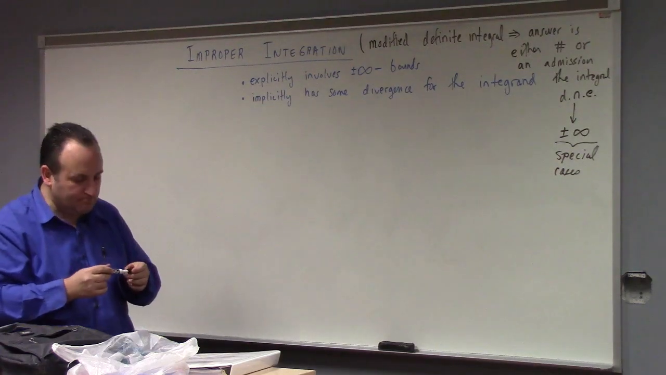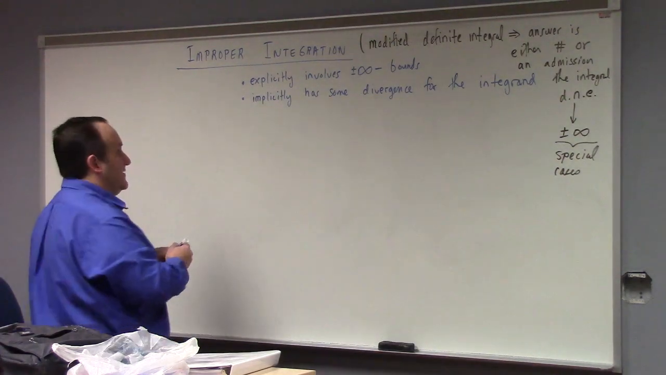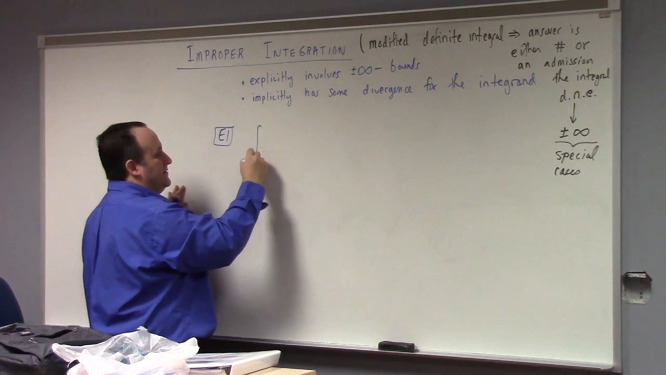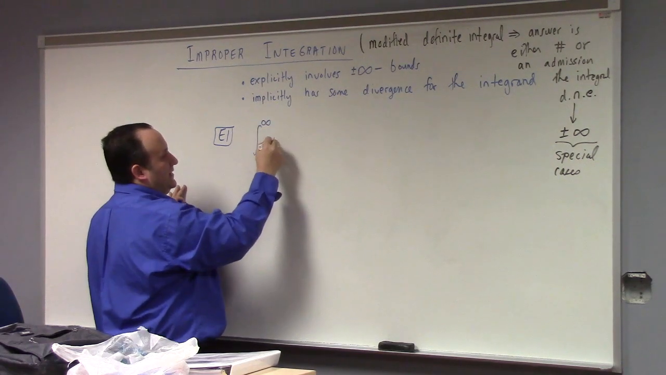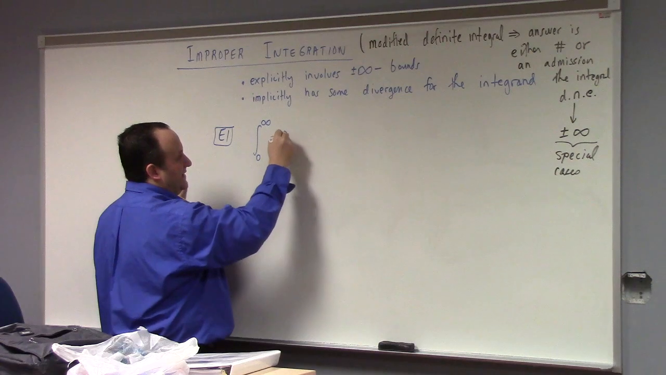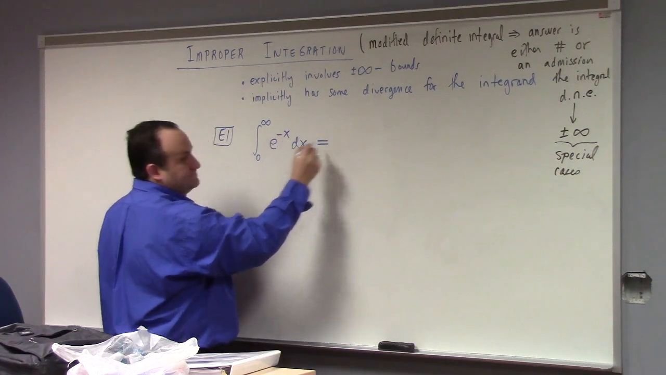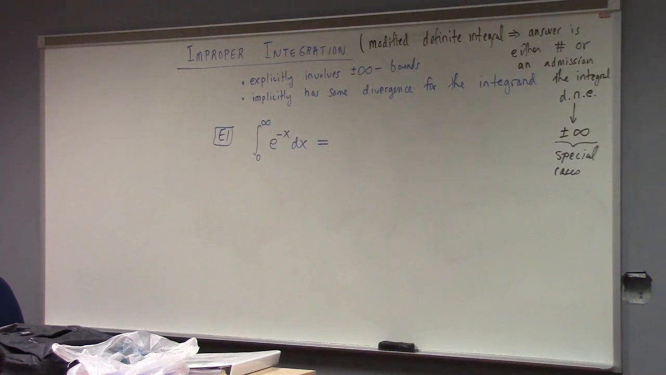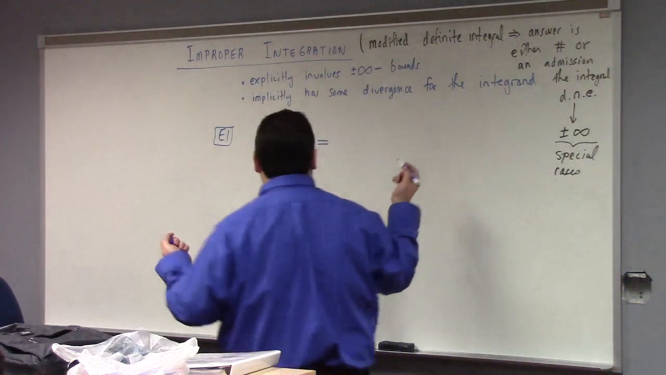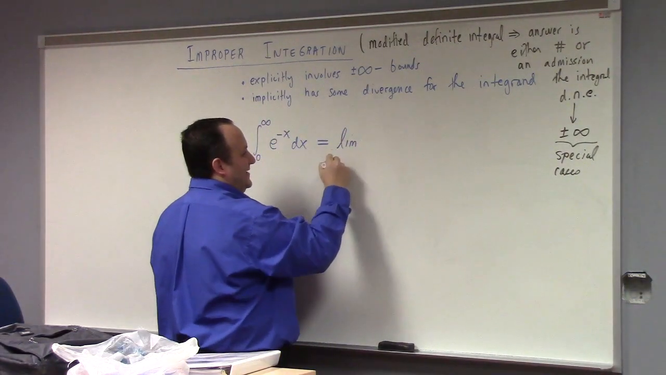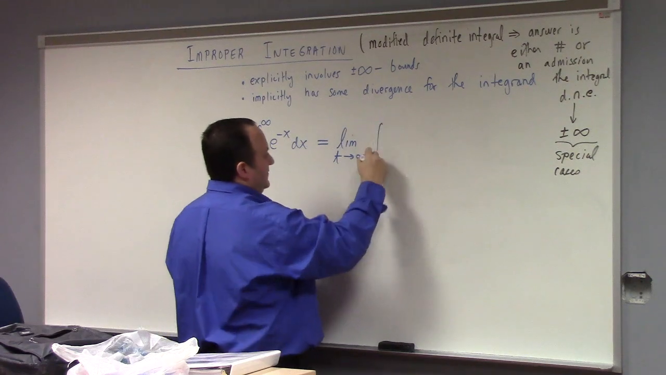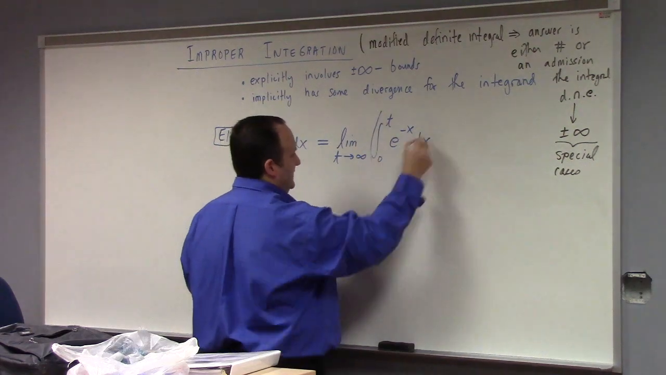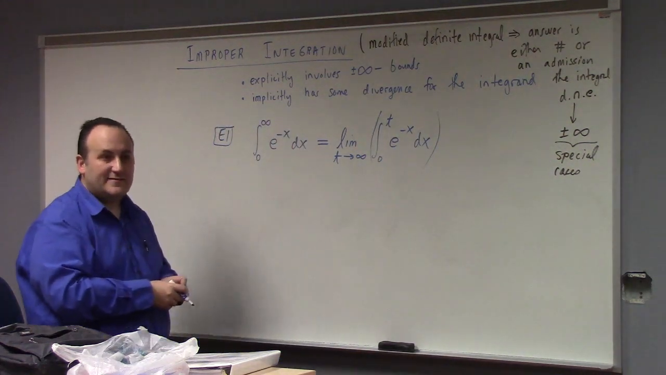Let's work some examples. Let's start with something relatively simple. Example 1. What would we mean by the integral from 0 to infinity of e to the minus x dx? What this means, by definition, is the limit as t goes to infinity of the integral from 0 to t of e to the minus x dx. That's the definition of this integral.